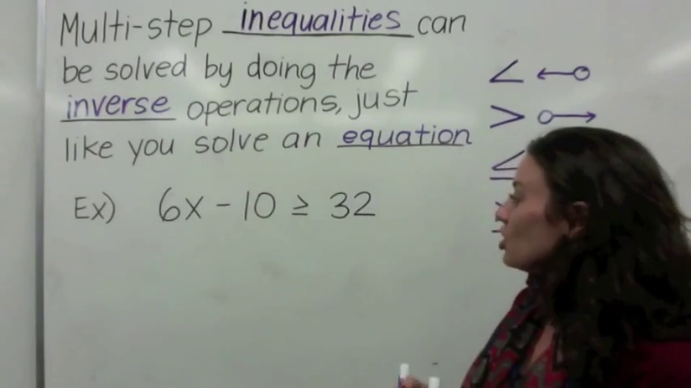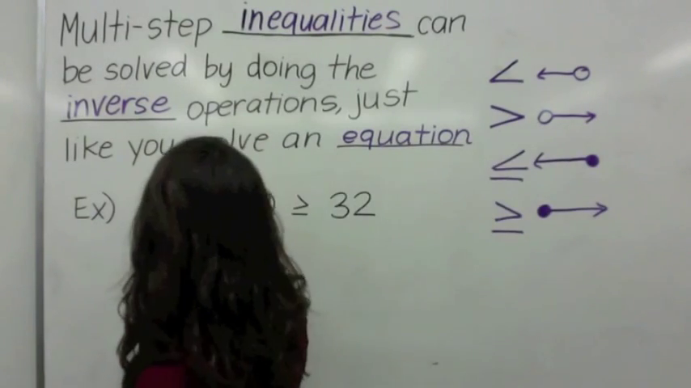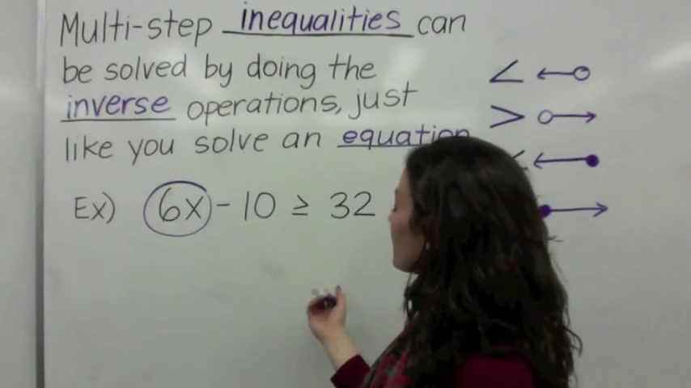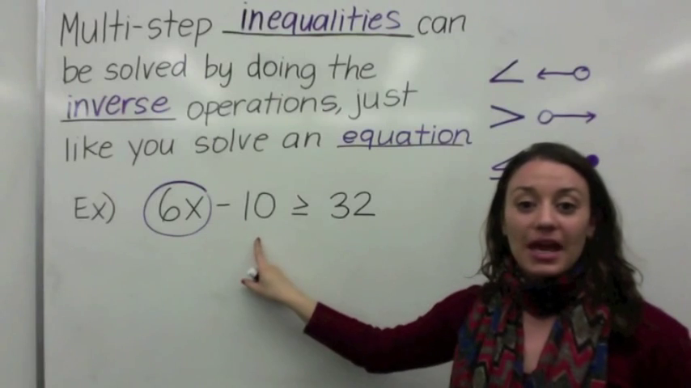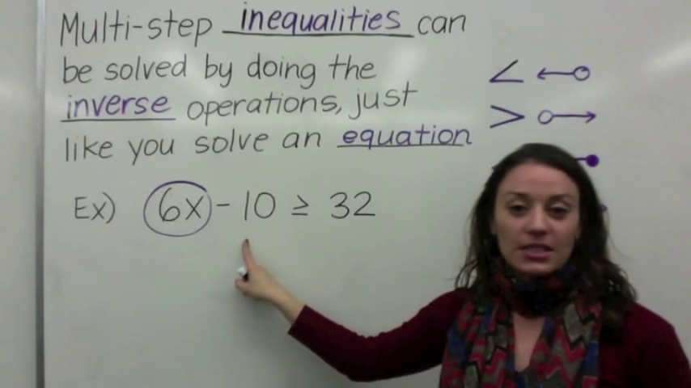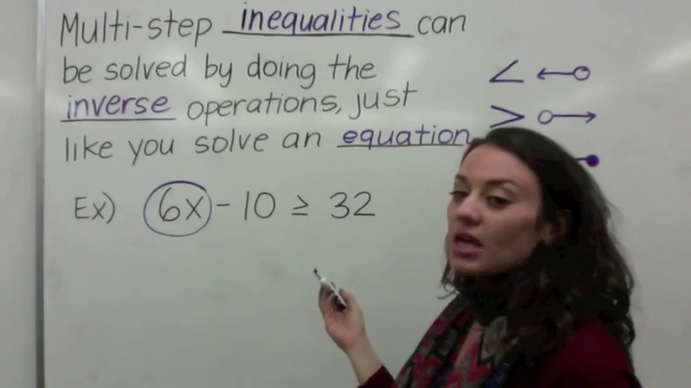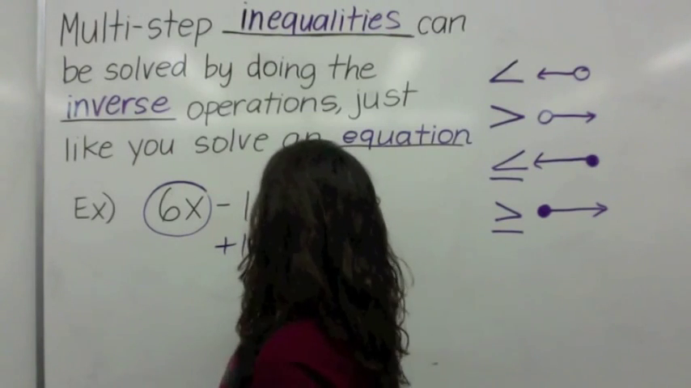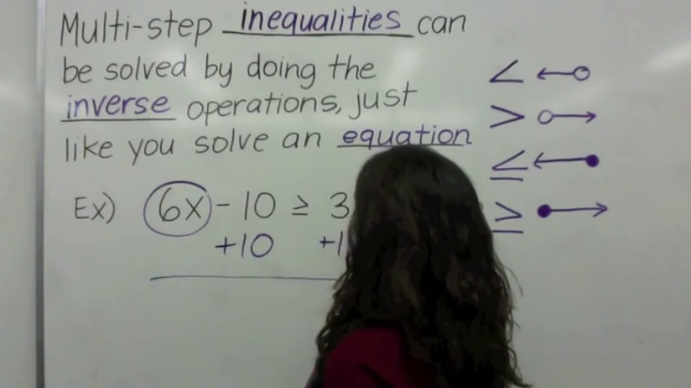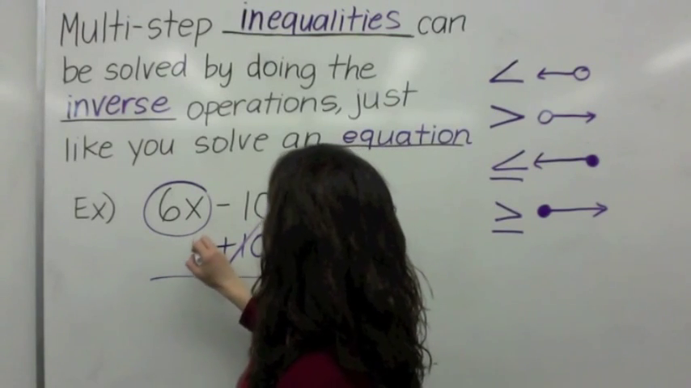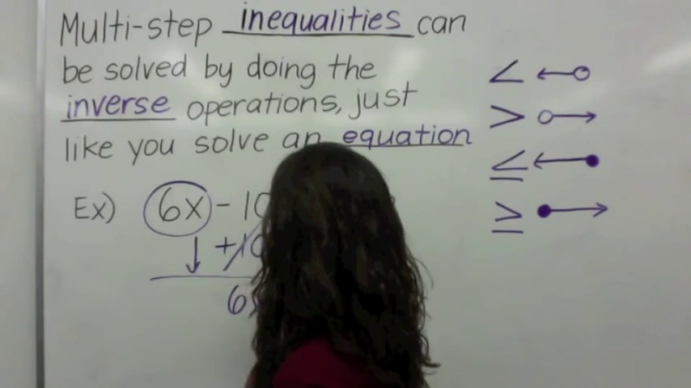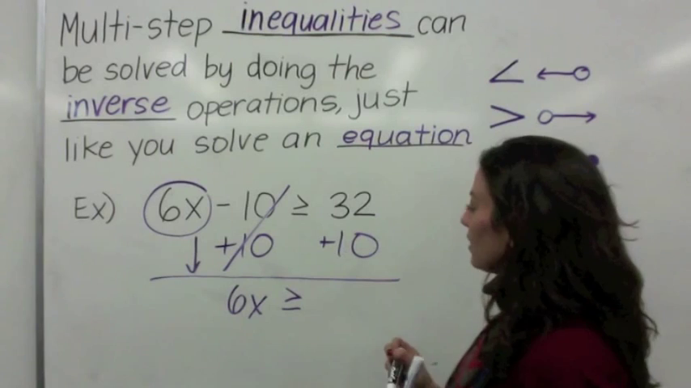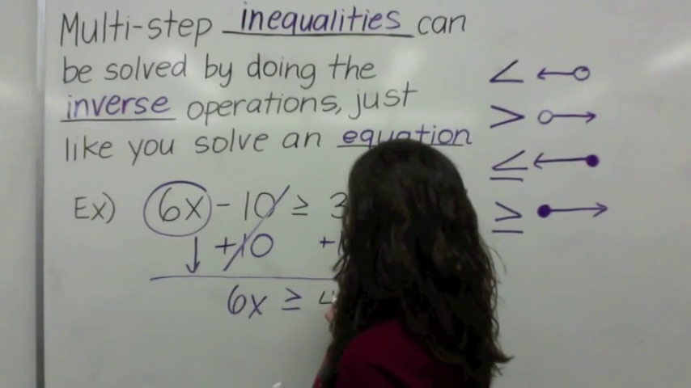How I like to do this is I circle the term that has the variable with the coefficient attached to it. And I look at what is next to 6x. It's a negative 10. You're subtracting 10. Let's do the inverse, or the opposite. What's the opposite of negative 10? It's positive 10. Very good. When you add 10 to both sides, you bring down what you circled, which is 6x. You also bring down the inequality and add 32 plus 10. What is 32 plus 10? Good job, it's 42.